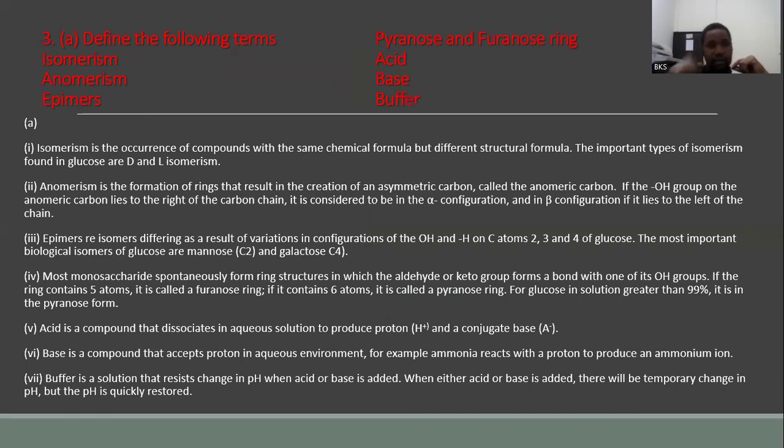Question 3 says define the following terms: isomerism, anomerism, and so on. Please go back to where we defined all those things.